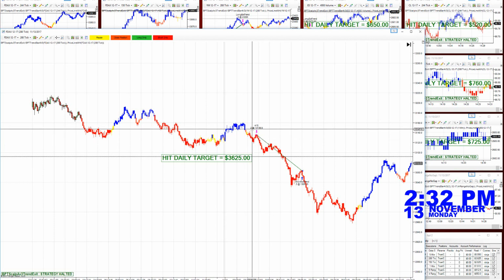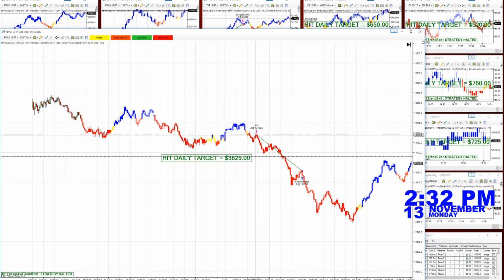So if we look at the morning, I do not use any other market, I only use the DAX. The first trade on the DAX, and this one is on 288 ticks.